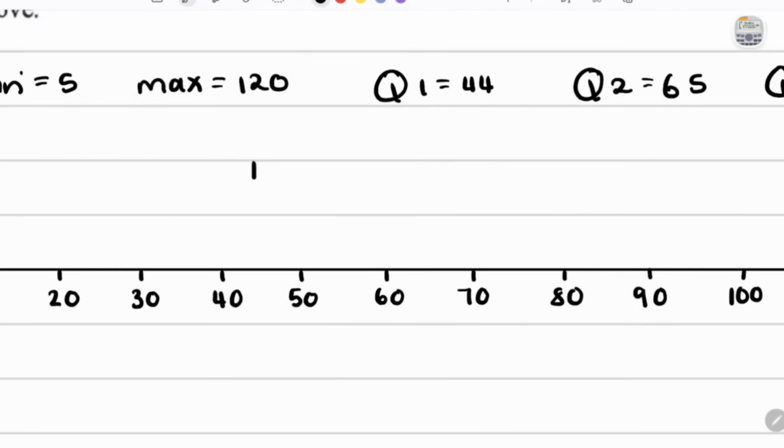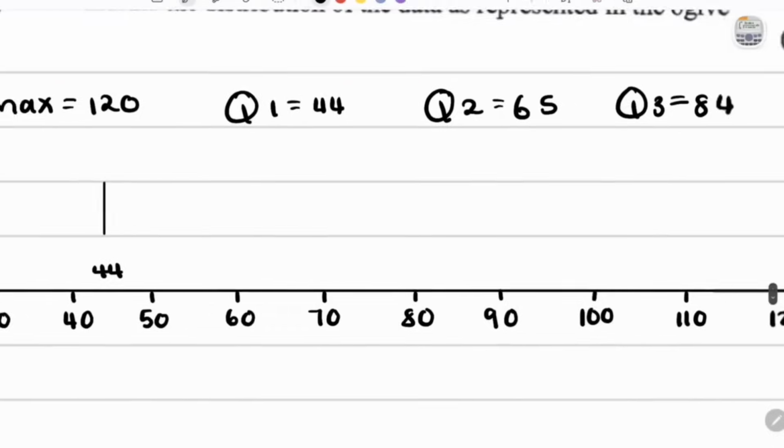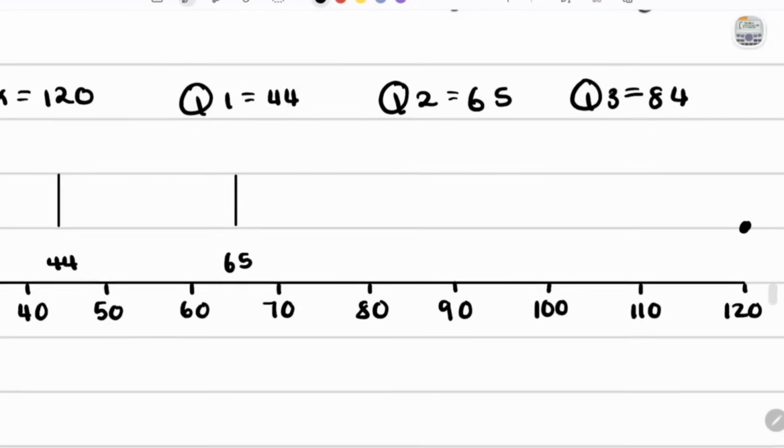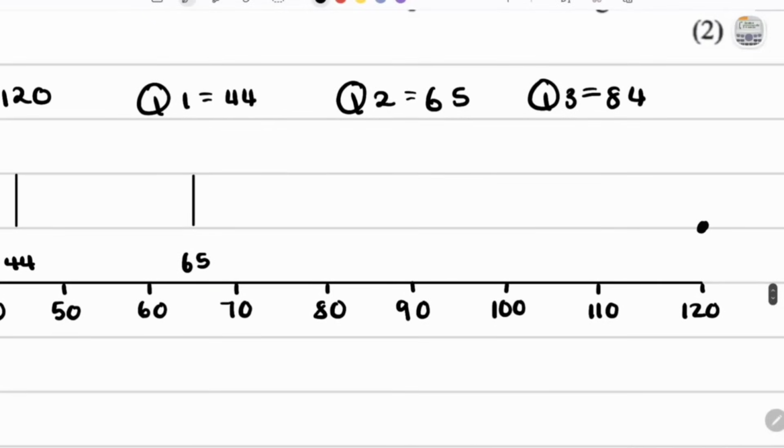And it's going to just go down like that. We have 44, but because it's not written here, we'll just write it there, 44. Q2 is 65. So that's in between 60 and 70, and that goes over there. And we're also going to write 65 since we don't have the number. And then we have Q3 being 84, and that is somewhere here. Okay, so 84, and we can also write 84 down.